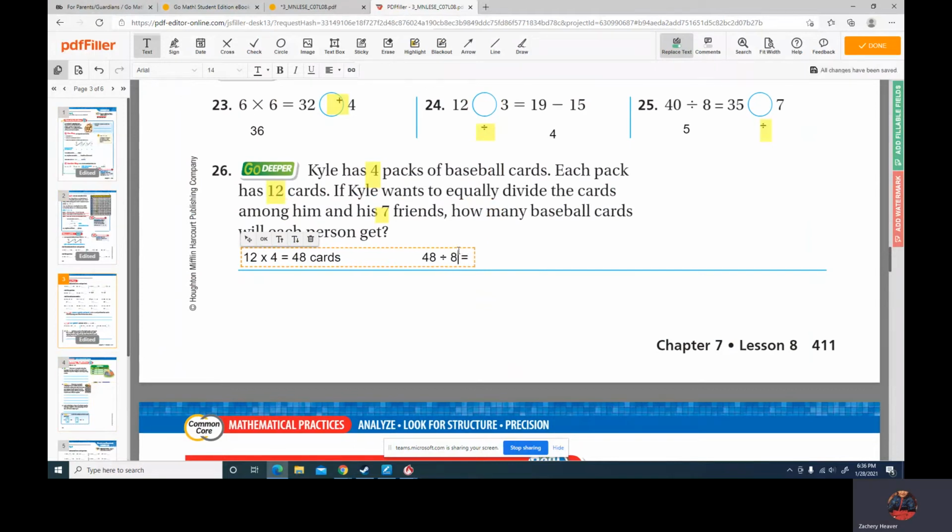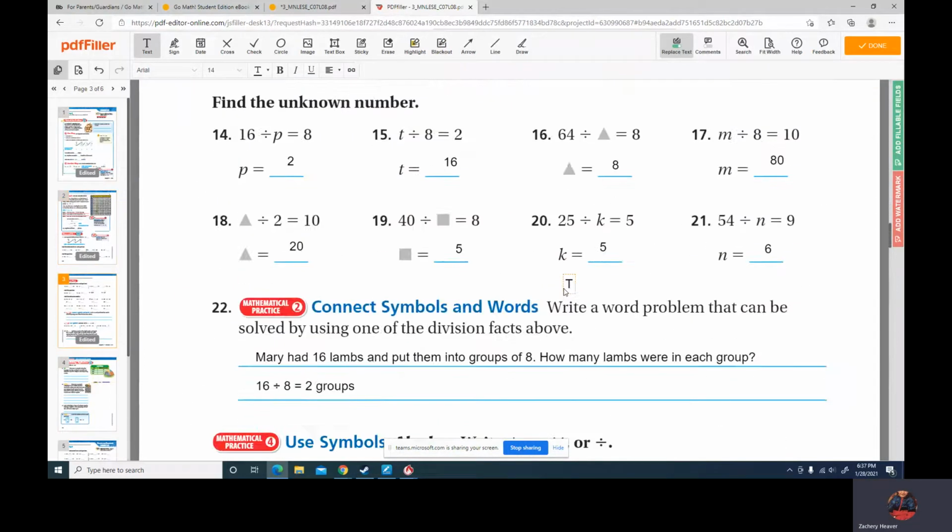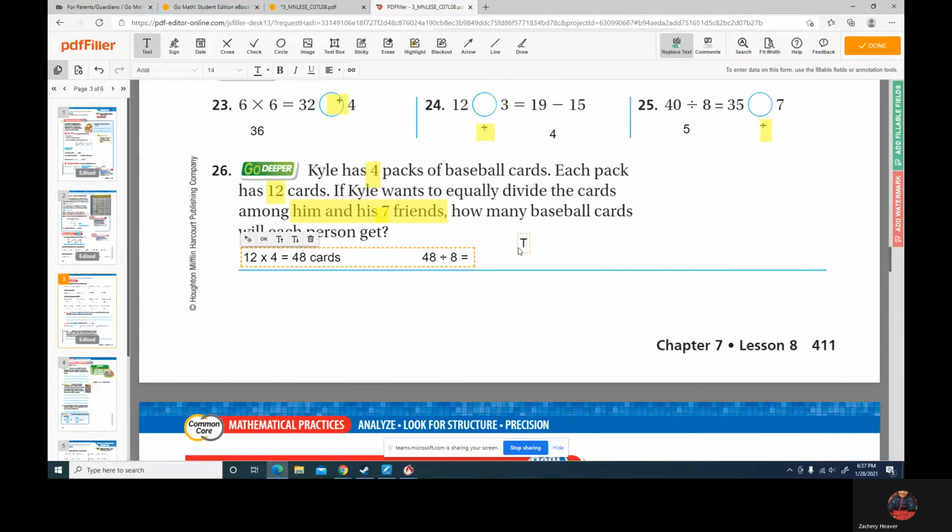I'm sorry. It's himself and 7 friends. So don't let that fool you. I know one of our practice homework had a question just like that, him and his 7 friends. So 48 divided by 8. Well, that's a tough one. Let me go up to my chart and look. I'll go over to my 8th column, go down till I find 48, go straight over. Each friend's going to get 6 cards. And this is your final. 6 cards.